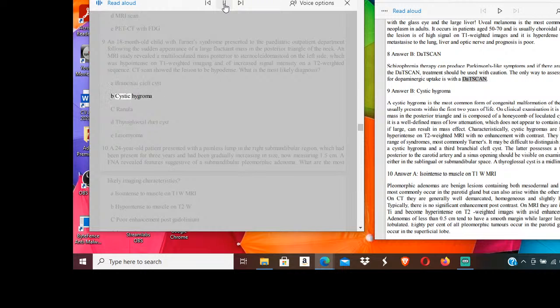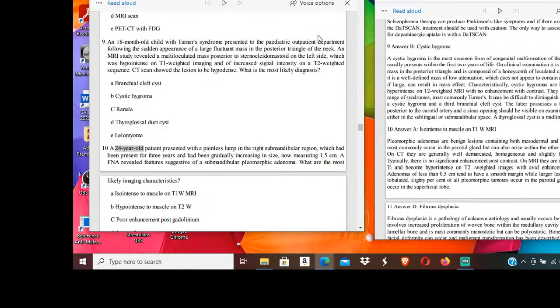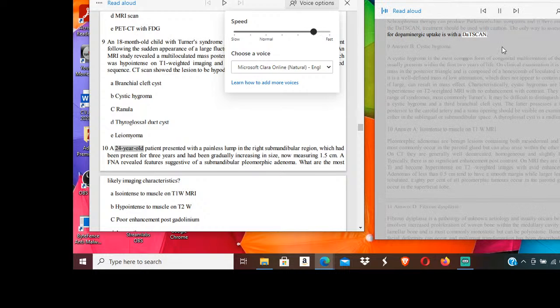A. Branchial cleft cyst. B. Cystic hygroma. C. Ranula. D. Thyroglossal duct cyst. E. Leiomyoma. Answer B, cystic hygroma.